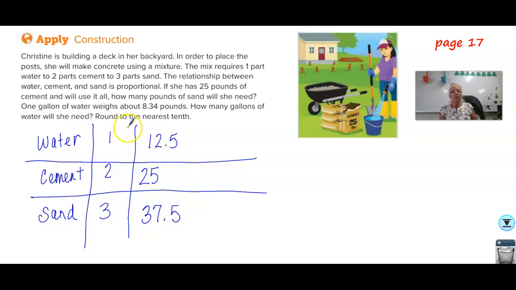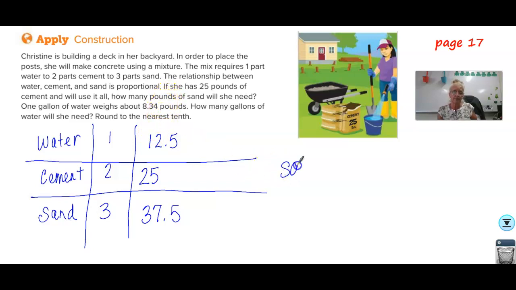Right? So what we're doing here is we're saying that whatever this number is, we're multiplying it times 12.5. We got that 12.5 because we were forced to use a 25-pound bag of concrete, and it just so happened that that was the 2-parter. So we divided 25 by 2, found out what the answer was, and then we multiplied 1 times it, and we multiplied 3 times it. So the first question is, how many pounds of sand will she need?